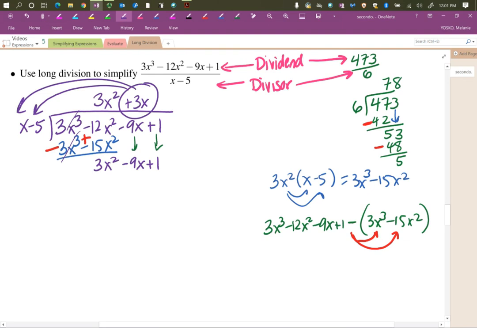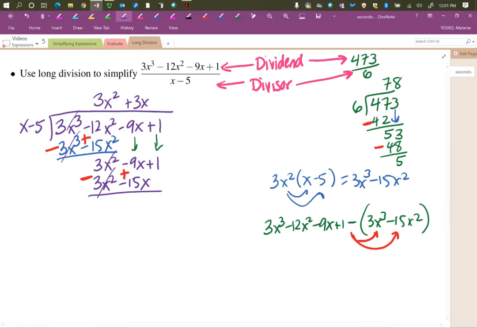So we get 3x times x is 3x squared, and 3x times -5 is -15x. Okay, and then we come through and we subtract, which means we change every sign. And then we combine, right? So 3x squared minus 3x squared, those cancel. And then we have negative 9x plus 15x. The signs are different, so we're doing 15 minus 9, which is a 6, so we have 6x. And we use the sign of the bigger one, so we actually get a positive 6x.